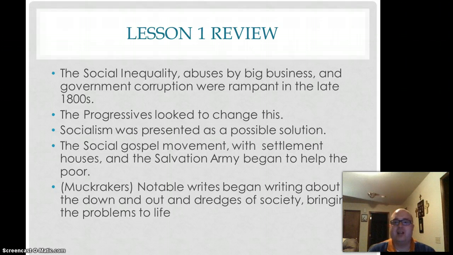Another reform movement, the social gospel, such as the Settlement House movement, the Salvation Army, and Jane Addams' Hull House in Chicago, one of the most famous settlement houses, helping the poor, teaching them about God, and also giving them places to stay and food to eat. Right? Muckrakers, notable writers such as Ida Tarbell and Jacob Riis, all began to write about the dregs of society, the poor working conditions, poor conditions in the cities, and really bringing all this muck of America to life and into the public eye. So that's why Roosevelt called them the muckrakers.